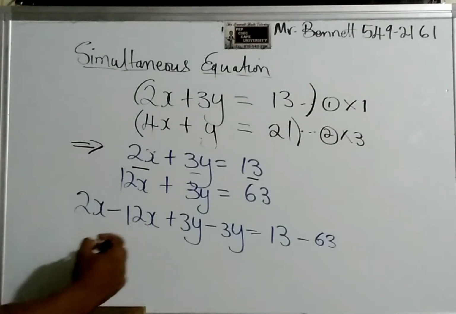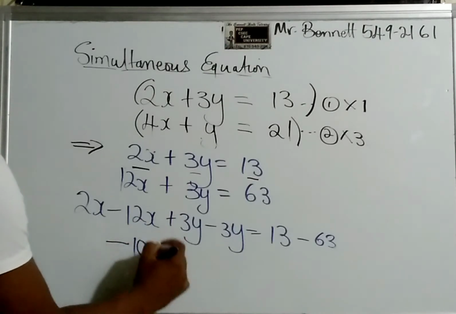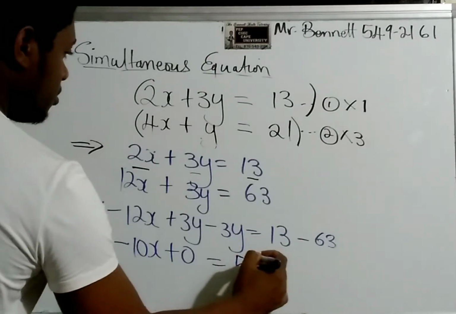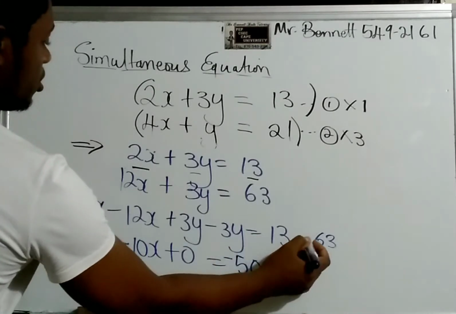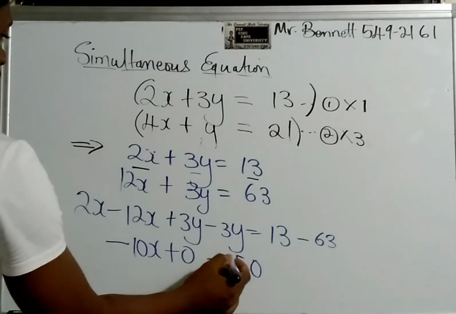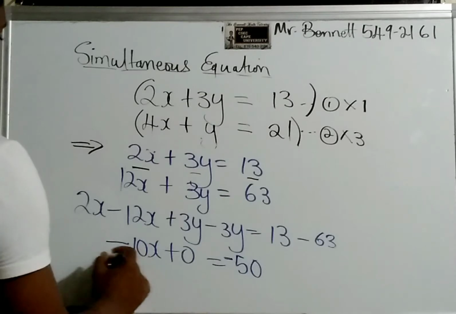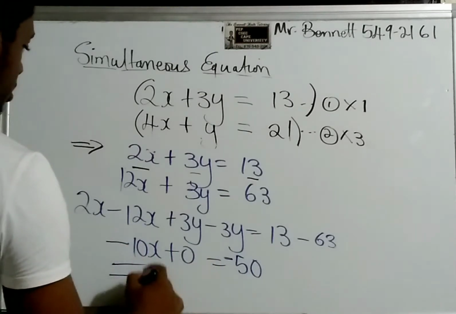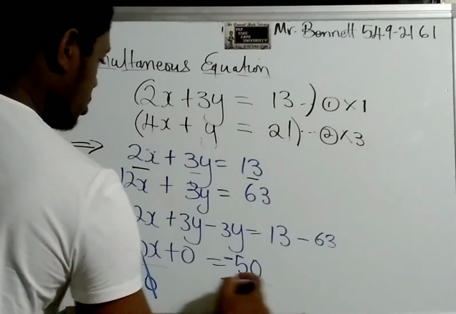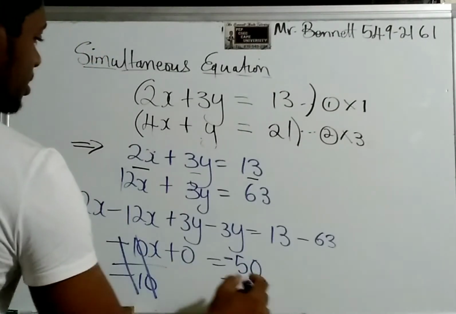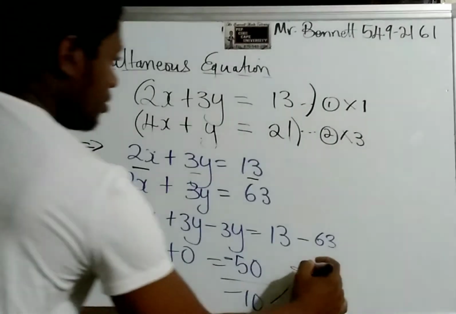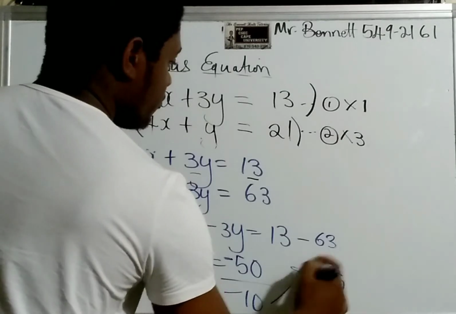So 2x minus 12x will give us negative 10x. That gives us 0, and this will give you negative 50, because 63 is bigger, so it will keep the sign of the bigger one. I have that in a special video, so check that out. So let's divide by negative 10 now. So what you do to one side, you do to both sides. So therefore, x is equal to negative 50 divided by negative 10, x is equal to 5.